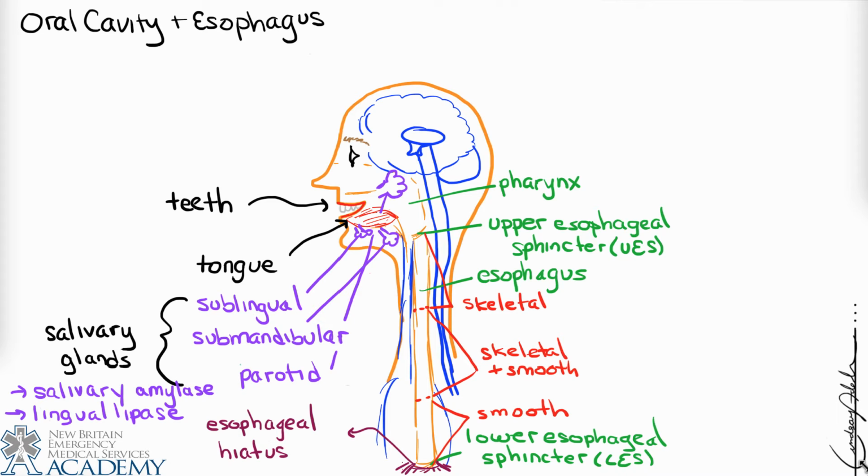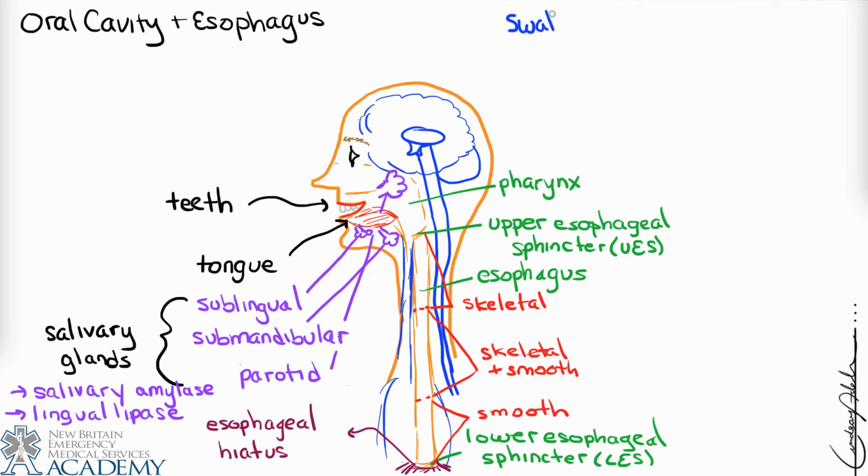So that sphincter is supposed to be nice and tightly contracted so that anything from the stomach doesn't move upward into the esophagus. But when we do have acid that moves up, it can cause burning pain, and it can be very uncomfortable.